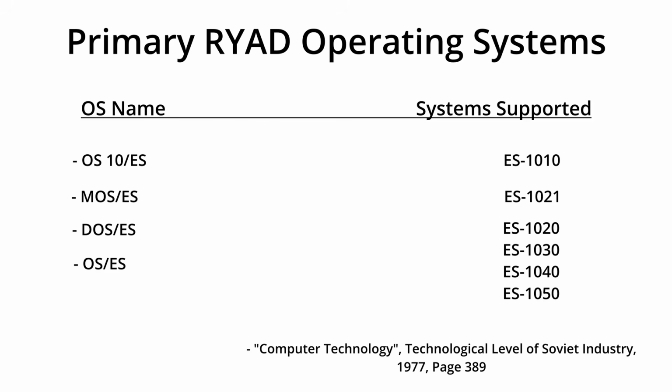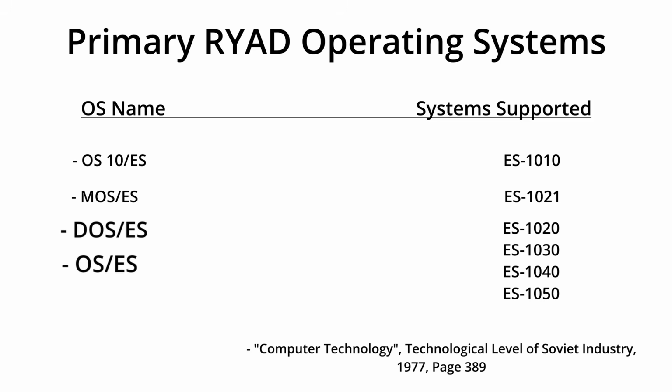and finally OS ES, which ran on the same systems as DOS ES but required quite a bit more installed memory. OS ES systems required a minimum memory installation of 128K. In order to run S360 programs, it appears that the RYAD system had to be running either DOS ES or OS ES.